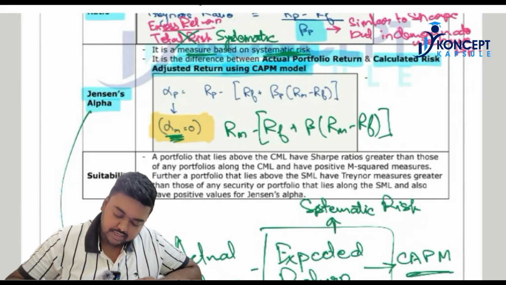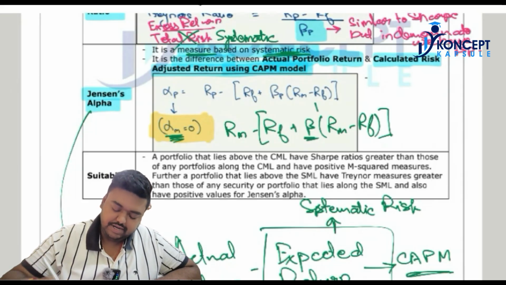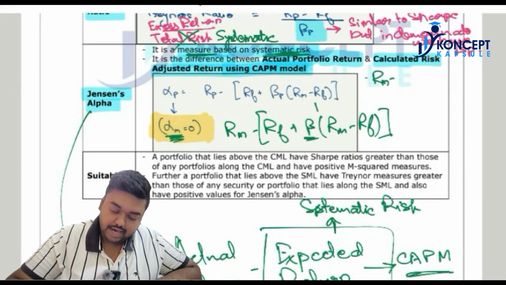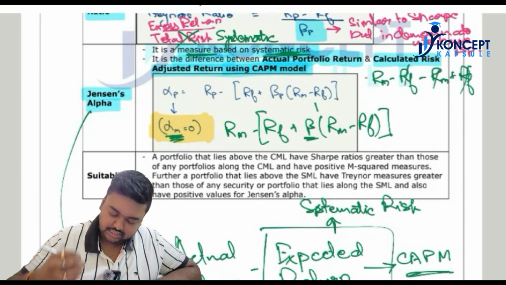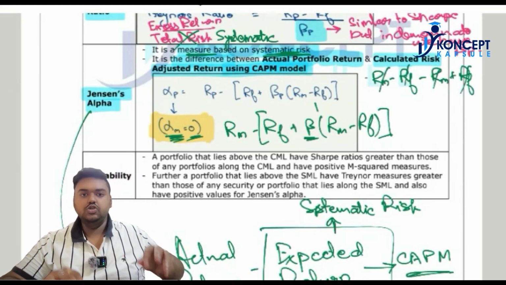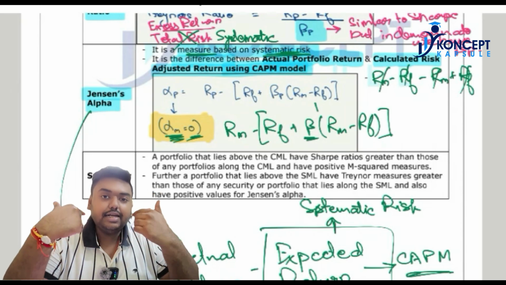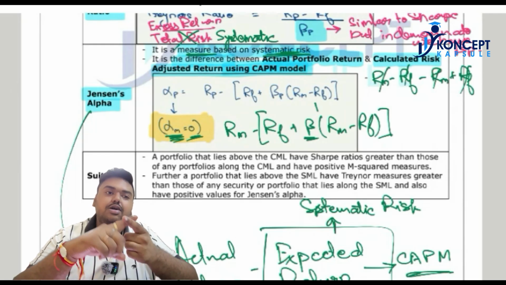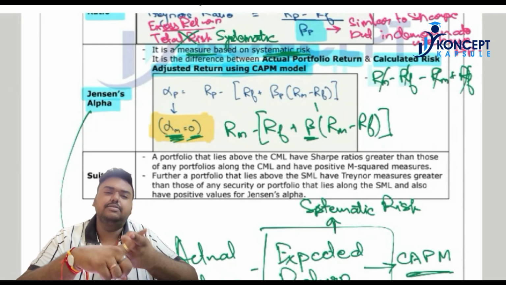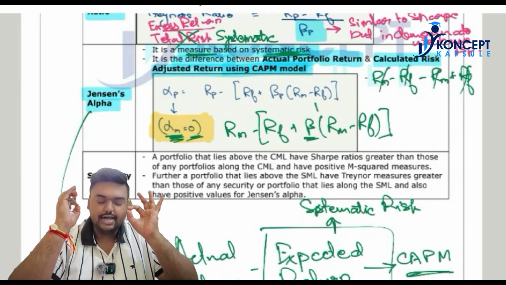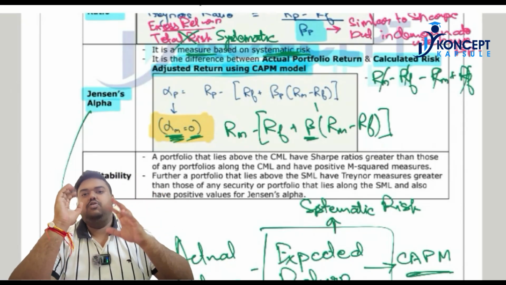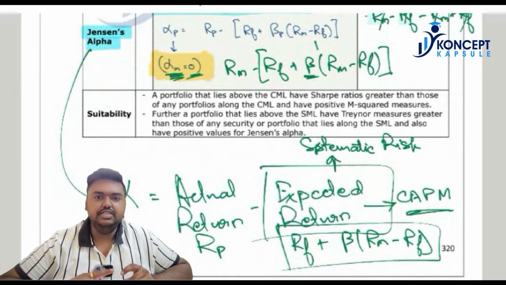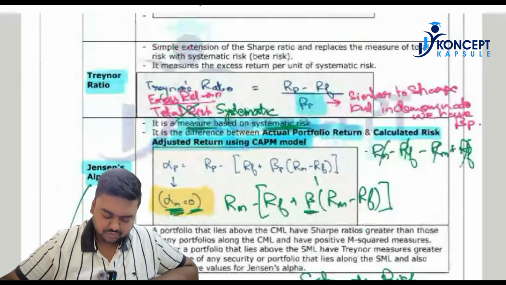Now what will happen? See, if we are talking about the market portfolio, beta will be 1. Correct? If beta is 1, and we open the formula, it will be RM minus RF minus RM plus RF. So they will cancel out each other and the Jensen's alpha will be 0. So it means when we are taking the market portfolio, my Jensen's alpha will be 0, which means I am not earning anything more than what is expected out of my portfolio. I'm just earning what is expected out of my portfolio in case of Jensen's alpha for a market portfolio.